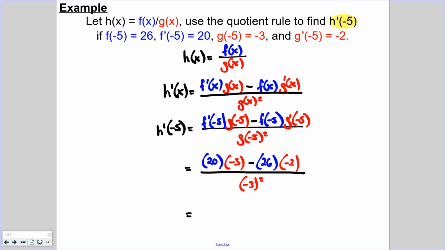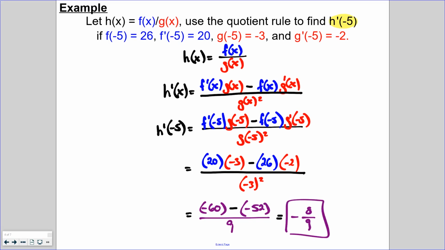So 20 times negative 3 is going to be negative 60. Minus 26 times negative 2 is negative 52. And that is all over negative 3 squared is 9. And then we can simplify that to be negative 8 over 9 as our derivative of the function at negative 5.